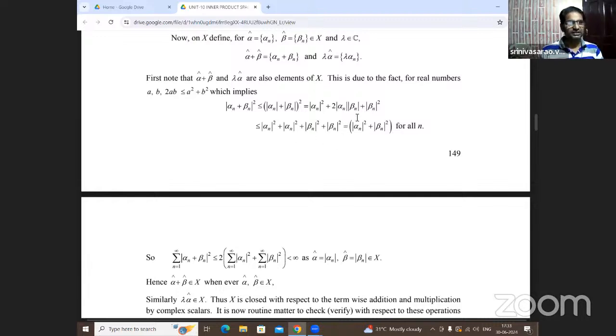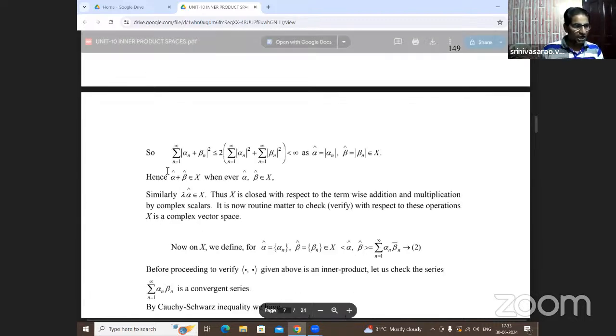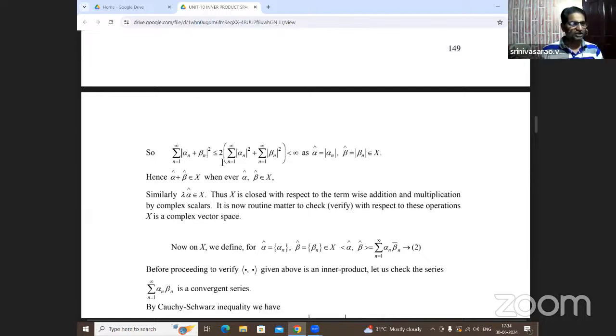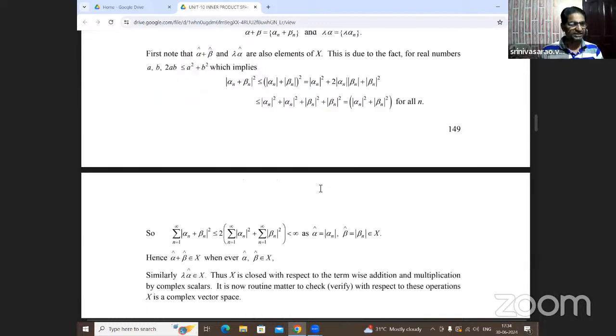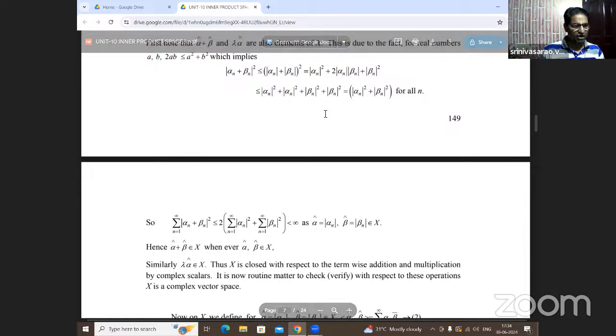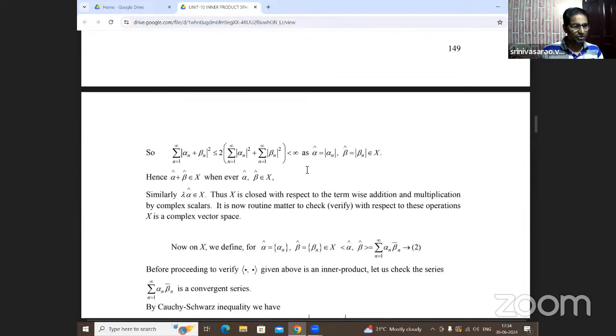Now this can also be written as mod alpha n square plus mod beta n square, because these values are 0. Now the summation of mod alpha n plus beta n whole square cannot exceed 2 times the summation of mod alpha n square plus 2 times the summation of mod beta n square. This indicates the parallelogram concept. So this value is less than infinity. Why? Because these are all L2 spaces, meaning complex sequences. Alpha equals mod alpha n, beta equals mod beta n, so alpha plus beta also belongs to X.